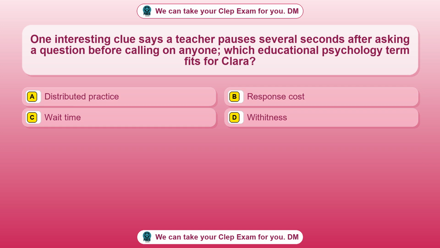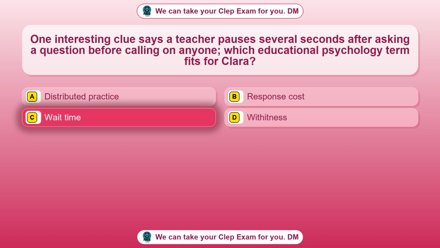Question 75. One interesting clue says a teacher pauses several seconds after asking a question before calling on anyone. Which educational psychology term fits for Clara? Option A, distributed practice. Option B, response cost. Option C, wait time. Option D, withitness. The correct answer is option C, wait time.